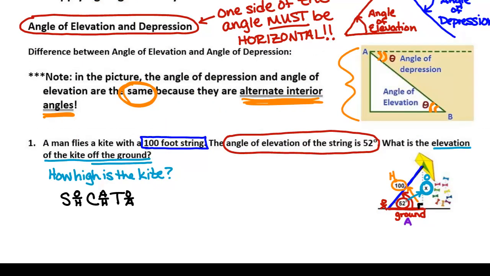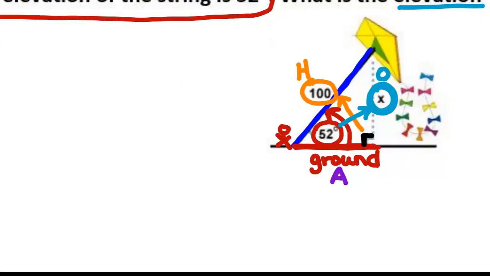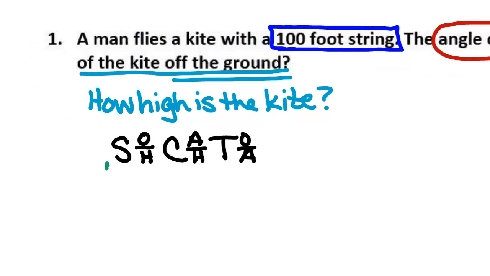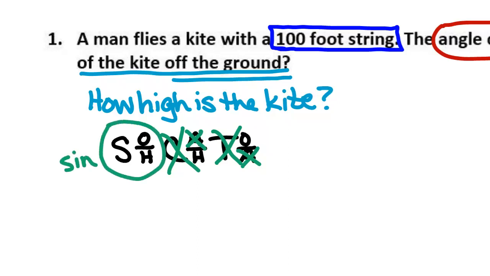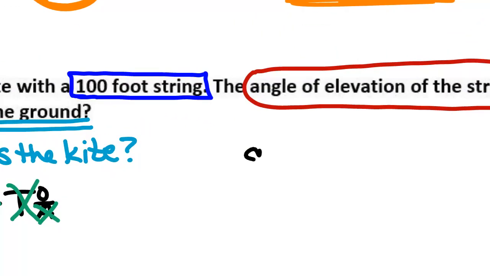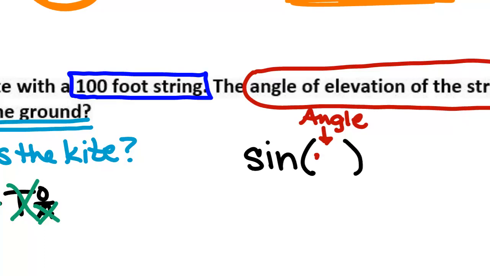Which side do we not know anything about at all? Adjacent. So that means we have to throw out which of these two? Yep, we have to throw out cosine because it uses the adjacent side. We have to throw out tangent because it also uses the adjacent side. So we're going to have to use sine. So then we have sine of our angle. How big is that angle? 52 degrees. So sine of 52 degrees equals what over what? X over 100.